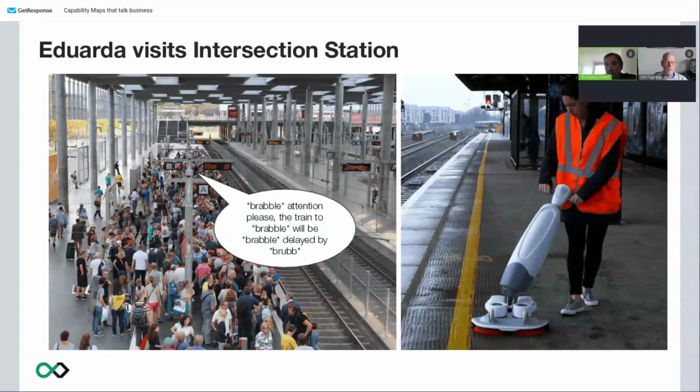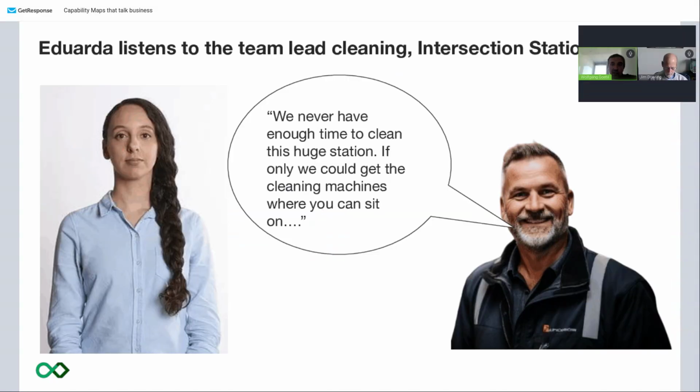The problem with the noise was a problem with the quality of the loudspeakers, which is an asset, for example. So what she does here is she wants to feel the experience in the station, and she came up with her own findings. That's the idea in this station. And then she went to the team lead cleaning.